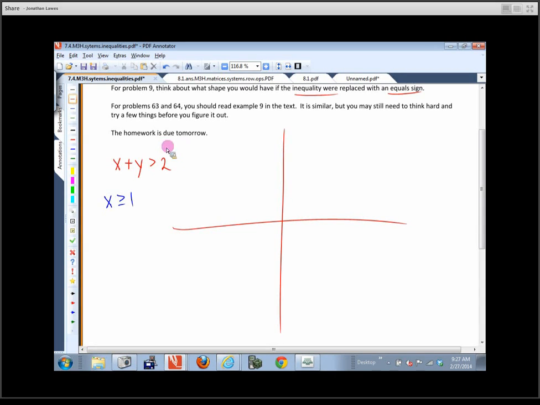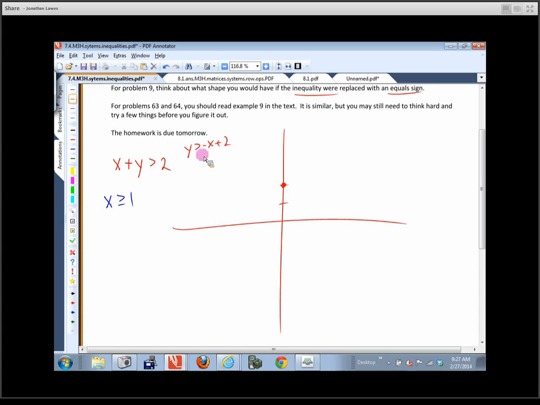So if I move the x to the other side, this is what I get. I get y is greater than negative x plus 2. If that were an equal sign, it would be a line that crosses where on the y-axis? The y-intercept is 2, so it would cross at 2. What's the slope? Negative 1. So I'd go 1, 2. It's going to cross right here. If it were an equal sign, I'd make a solid line that goes like this.